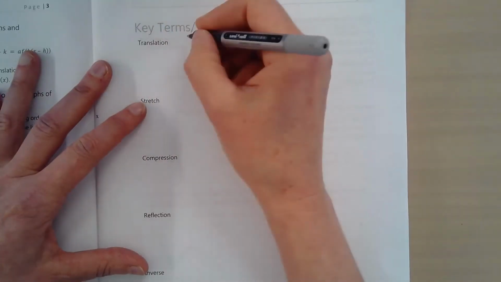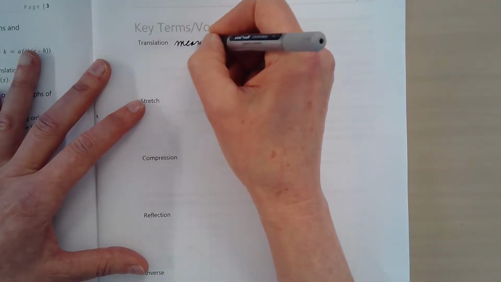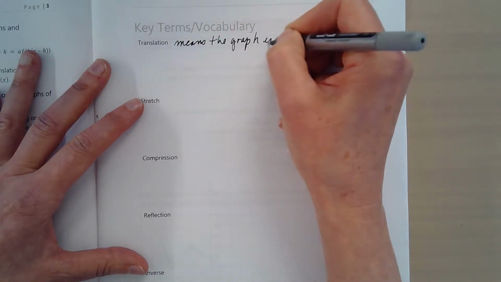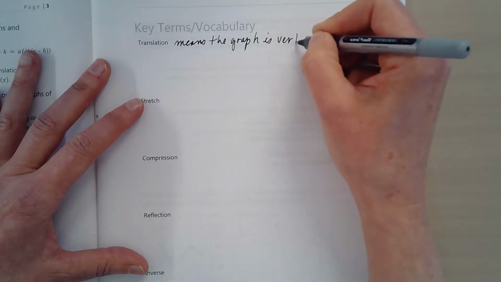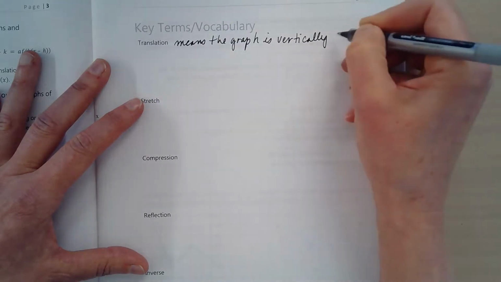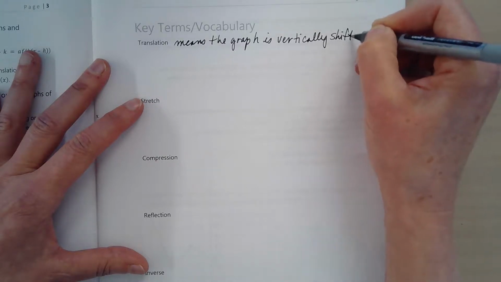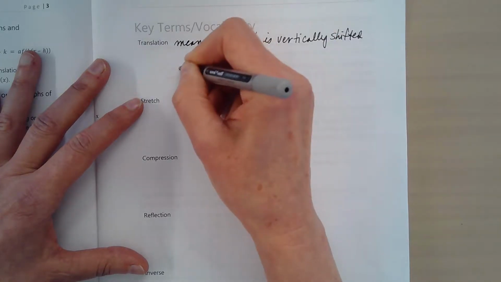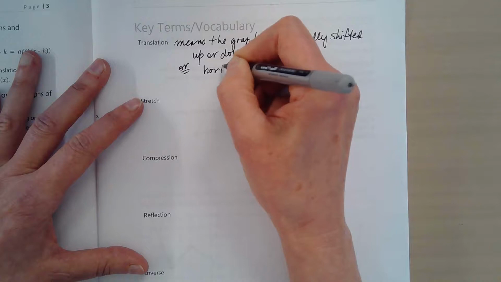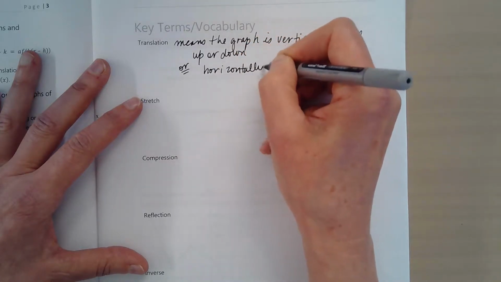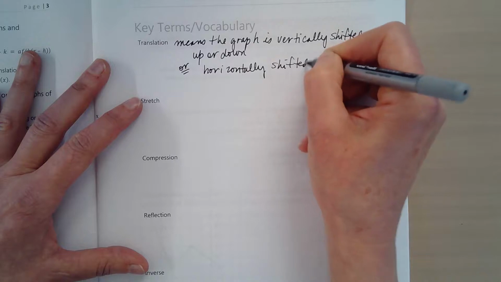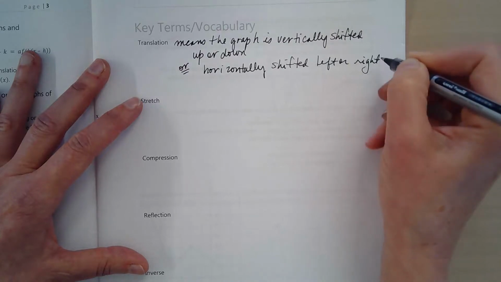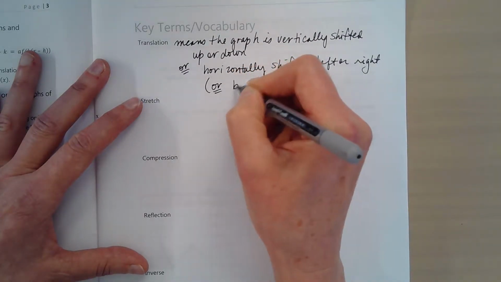A translation means the graph is vertically shifted up or down, or horizontally shifted left or right, or both.